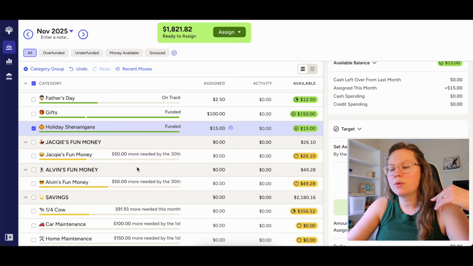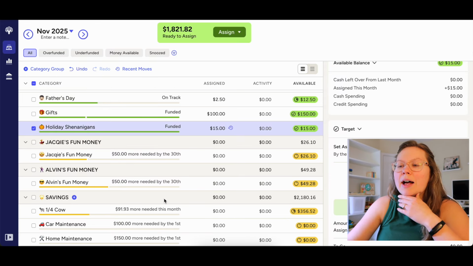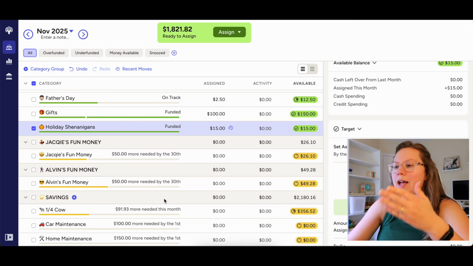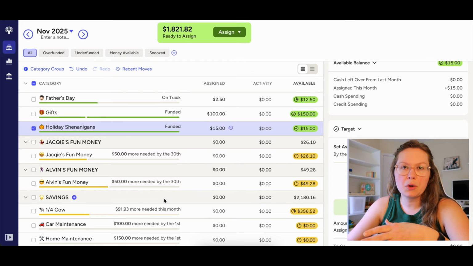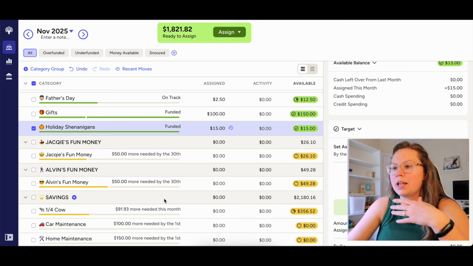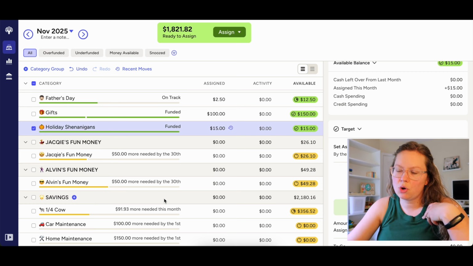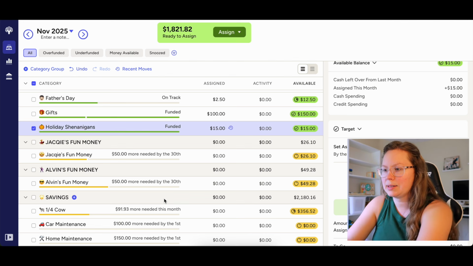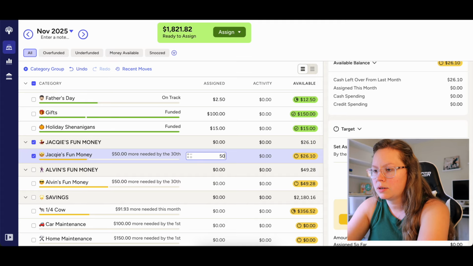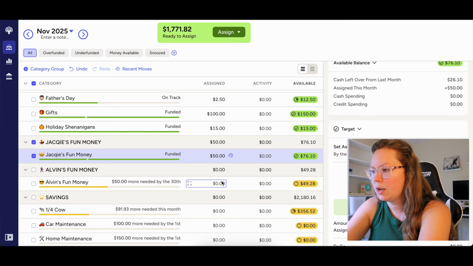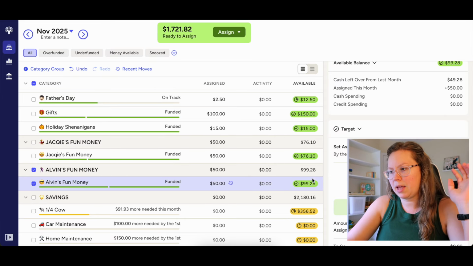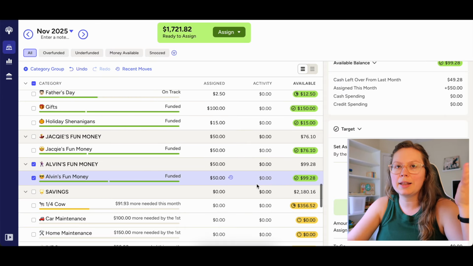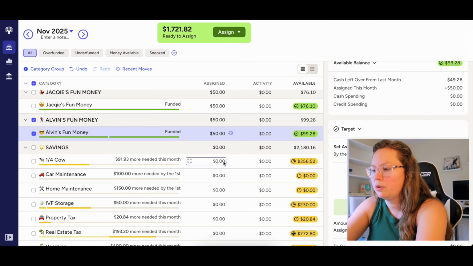And then me and Alvin both get spending money. This is kind of outside our normal spending. For instance, I have haircuts or clothing in here, but this is if I want to buy a new purse, or Alvin wants to buy a new Xbox game, just things like that. So $50 for me and $50 for him, and we both didn't use all of it from last time, so that's kind of nice because you can let it build up and then buy something of substance later. Then we're gonna do a quarter cow.